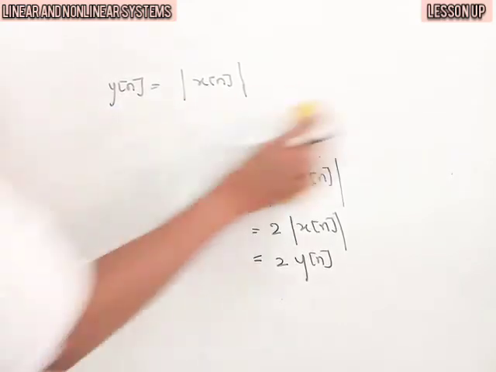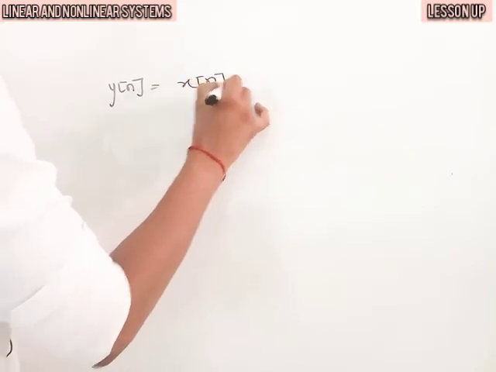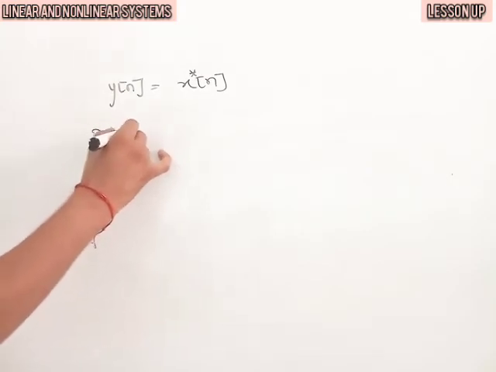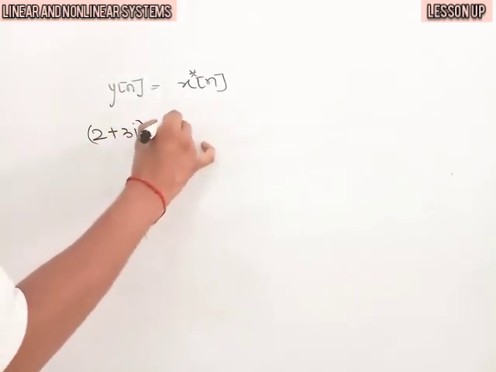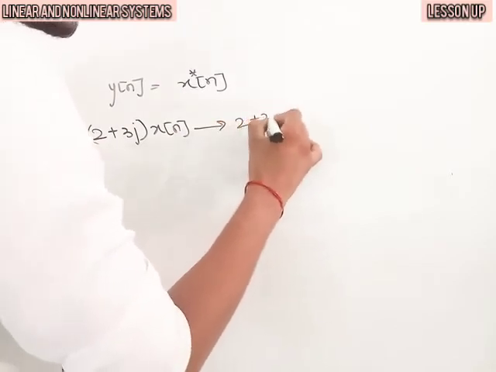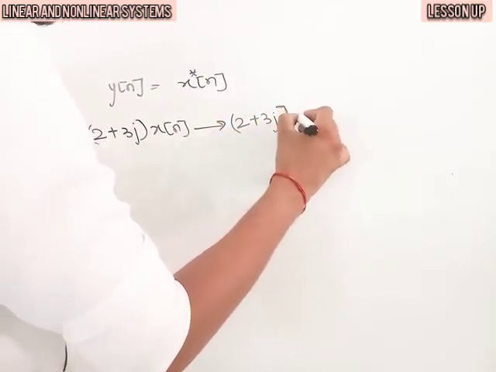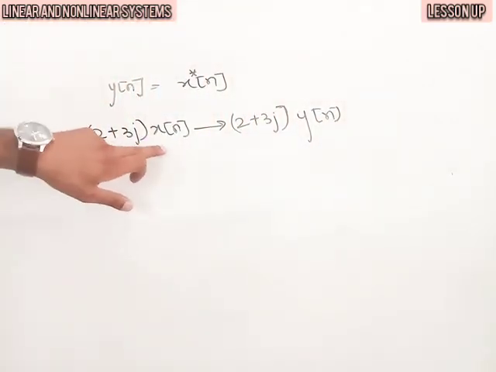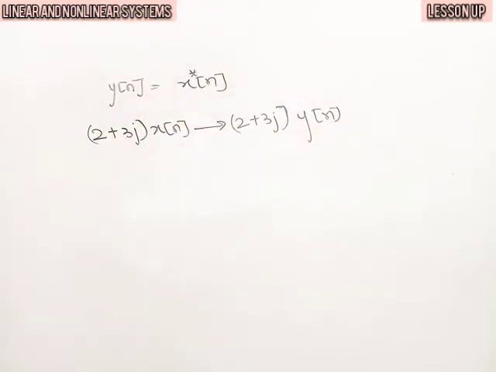Now, if y of n is equal to x of n conjugate. Suppose we are taking an input 2 plus 3j x of n. What output will we get according to homogeneity? It should give 2 plus 3j into y of n, according to homogeneity, that is c into x of n should give c into y of n.